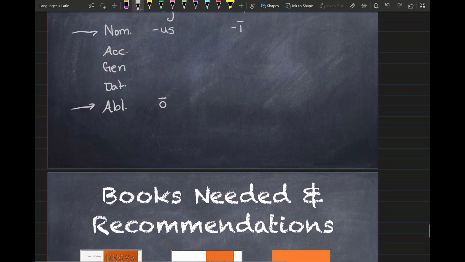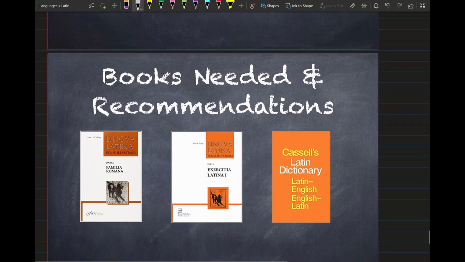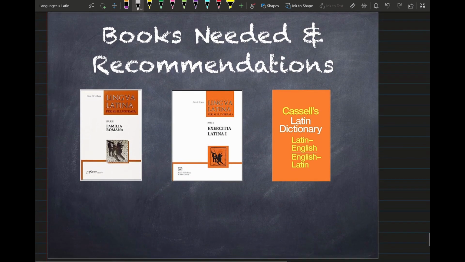Continuing on. So this brings us to the last slide of our lecture. These are the books you're going to need for this course. I highly recommend that you get this book. It's needed. The book itself, Lingua Latina per se illustrata, Pars I, Familia Romana. This book is worth owning. I recommend the hardcover edition of this text. I'm not a big fan of paperbacks because they usually fall apart quicker.